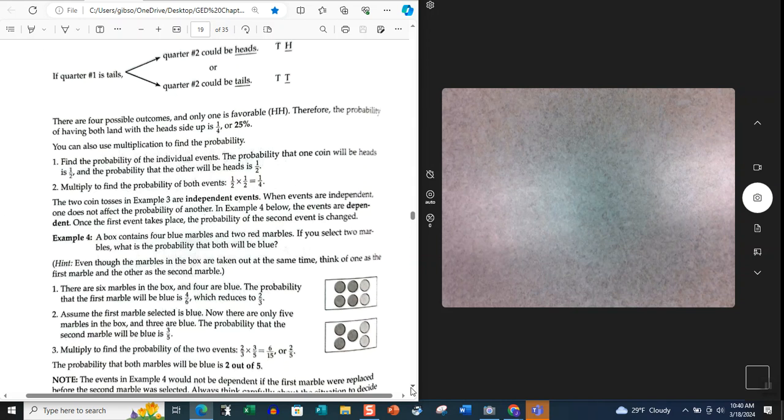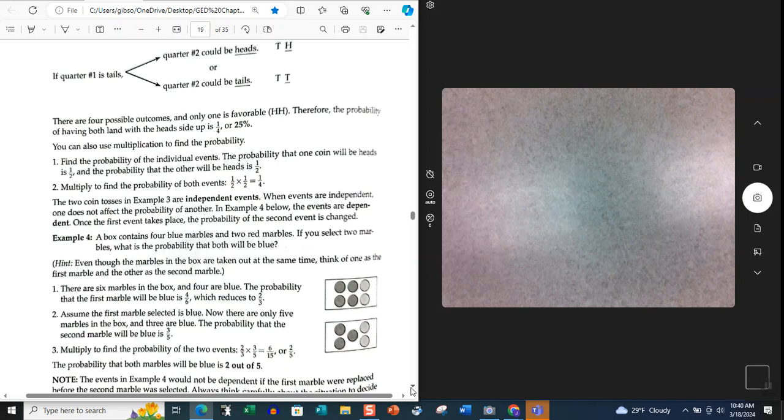Therefore, the probability of having both land with the head side up is 1/4 or 25%. You can also use multiplication to find the probability. Find the probability of the individual events. The probability that one coin would be heads is 1/2, and the probability that the other would be heads is 1/2. Multiply to find the probability of both events. So 1/2 times 1/2 is 1/4.